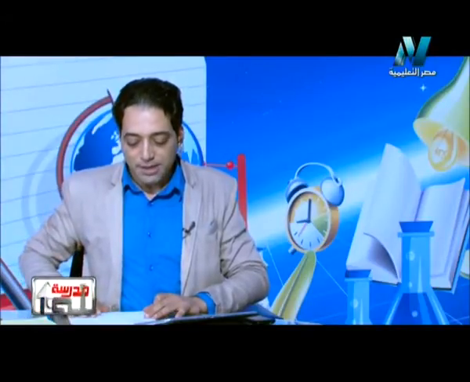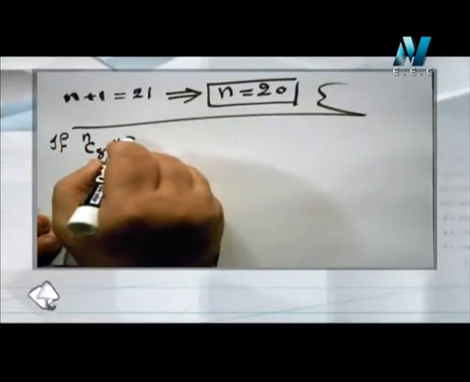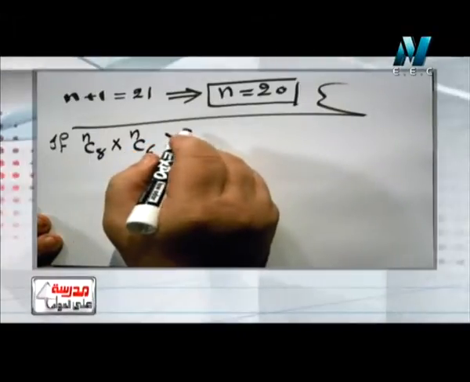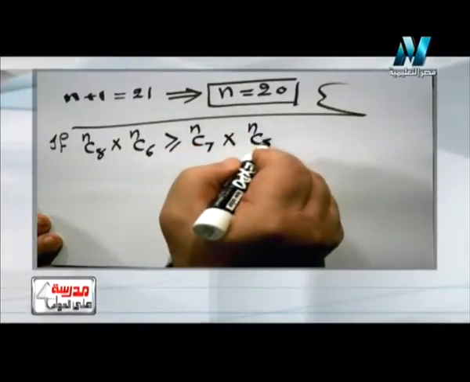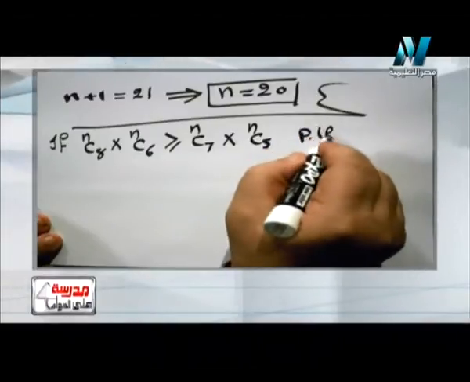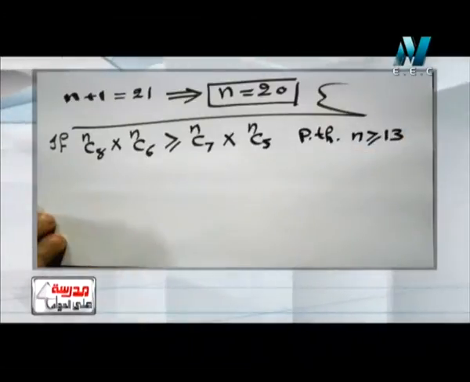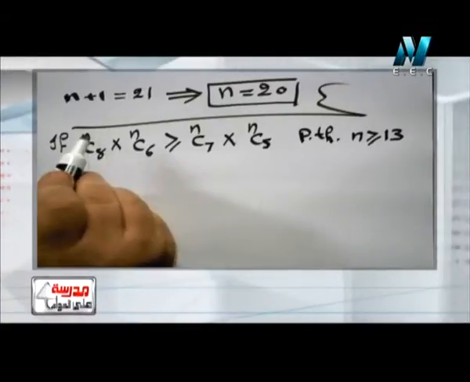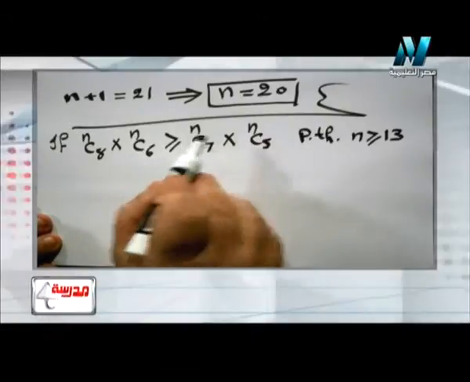This one says: if nC8 multiplied by nC6 is greater than or equal to nC7 multiplied by nC5, prove that n is greater than or equal to 13. This is the requirement. Look, my dear, nC8 multiply nC6 greater than or equal to nC7 multiply nC5.